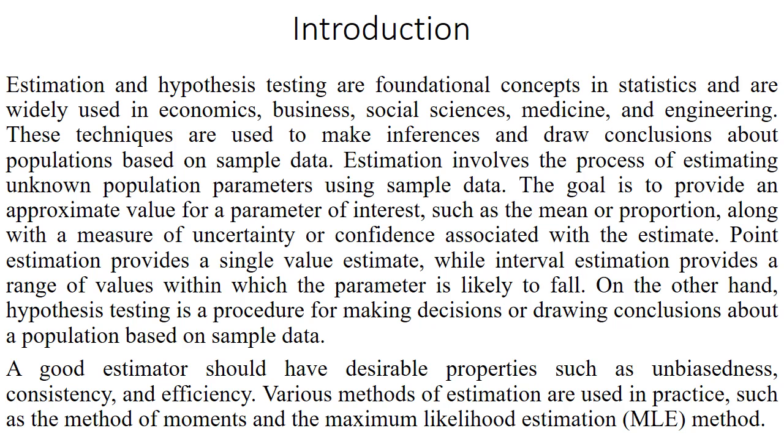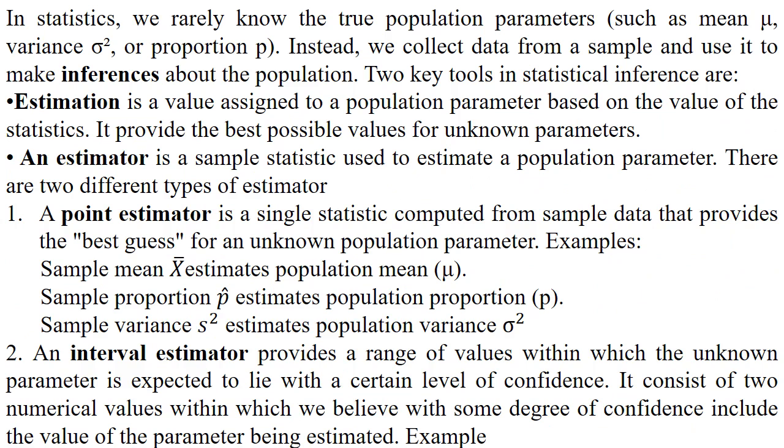We have the method of maximum likelihood estimation. In statistics, we rarely know the true population parameter. What are those examples? They include mu, which is our mean, our variance, which is sigma squared, or proportion, which is our p.